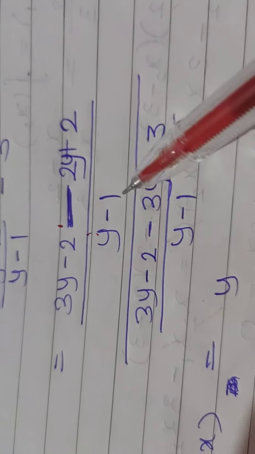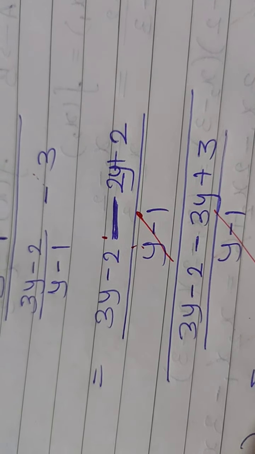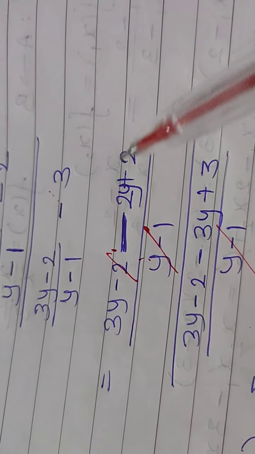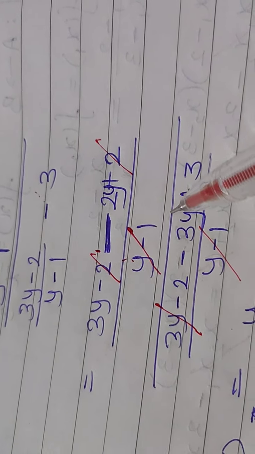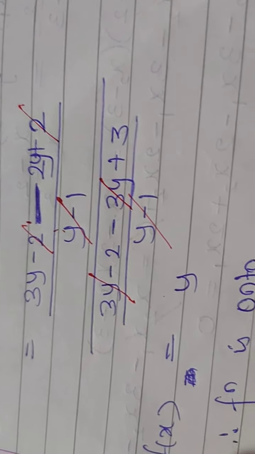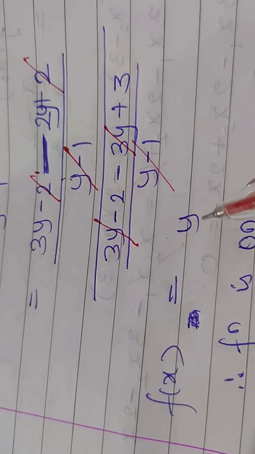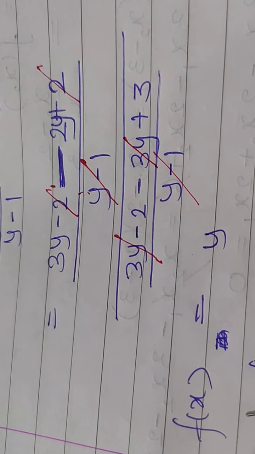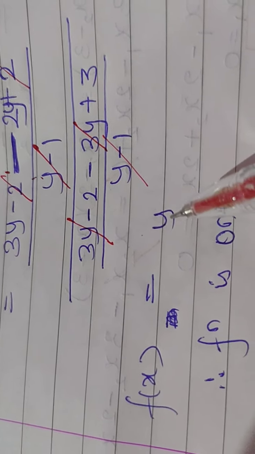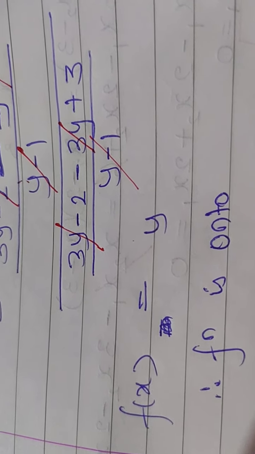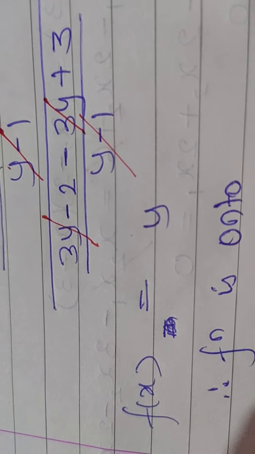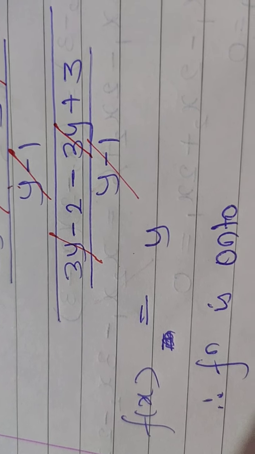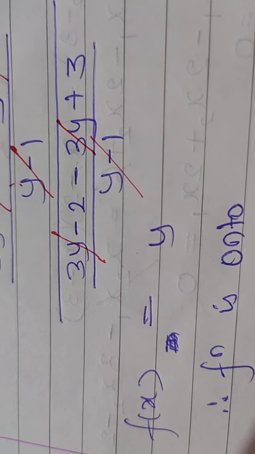After that, we can directly cancel this y minus 1. In the numerator, 3y minus 2y is y, and the 2 we can also cancel directly. In the denominator, positive and negative 3y we can also cancel. So what is left? f of x is equal to y. We should get f of x equal to y whenever we have to prove that the function is onto. So here we get f of x equal to y, hence the function is an onto function. So children, in this way we can prove that the function is one-one and onto. These are the steps for proving or finding whether the function is one-one and onto or not.